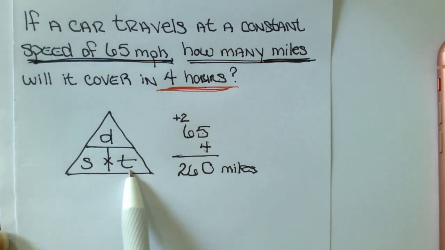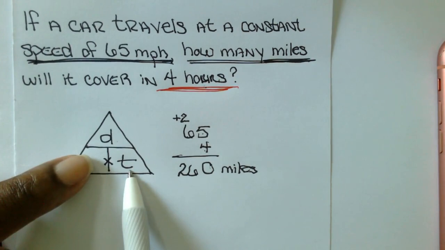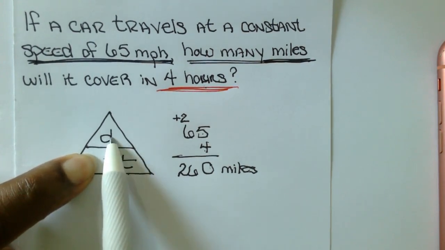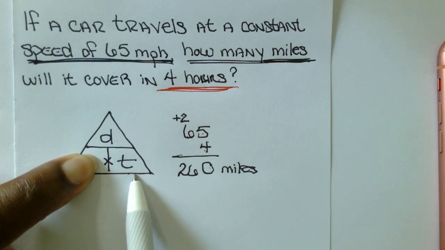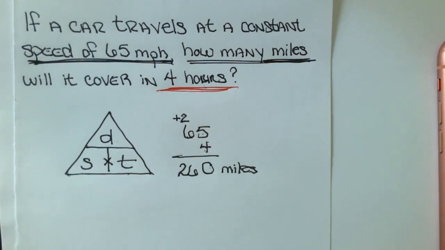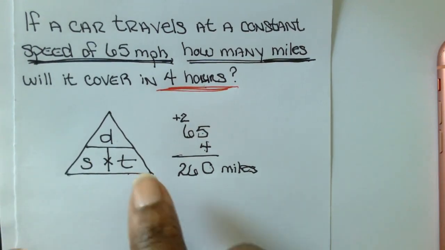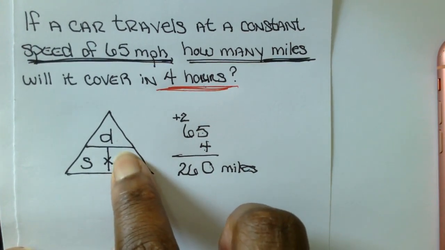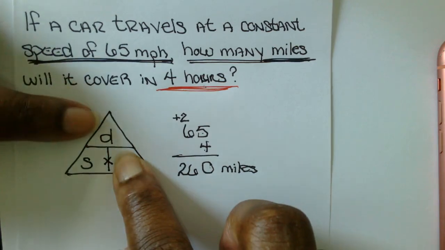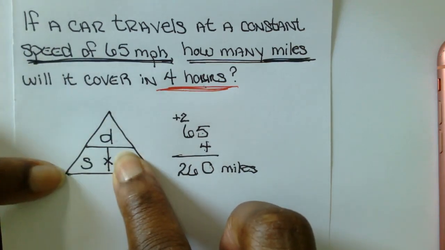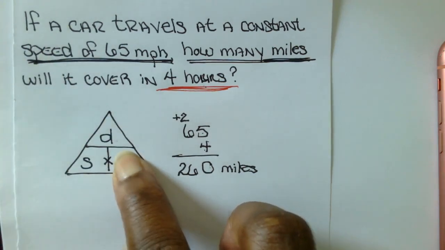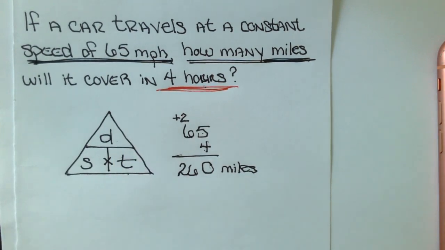If you're looking for speed or your average rate, that means you would take your distance and divide by your time. If you need to say, well, how long will it take, that will be your time. So I will cover the T, and that means I would take my distance and divide by the speed. Okay, so that's how I use that little triangle. This is how I break things down.